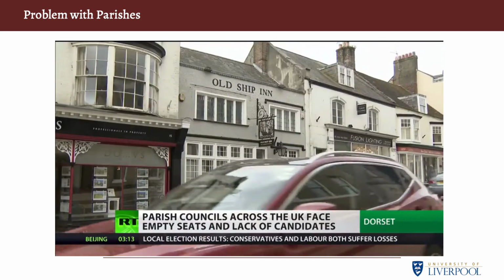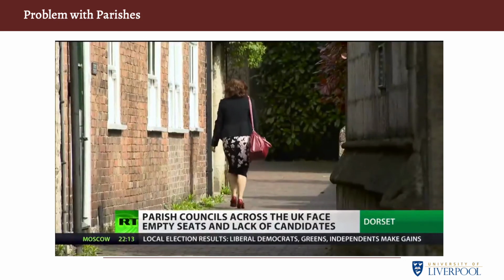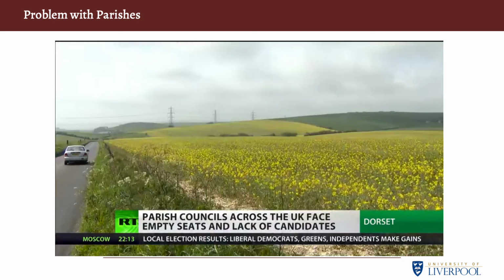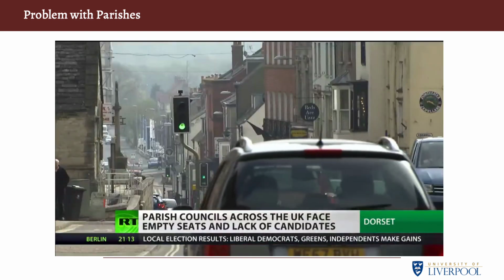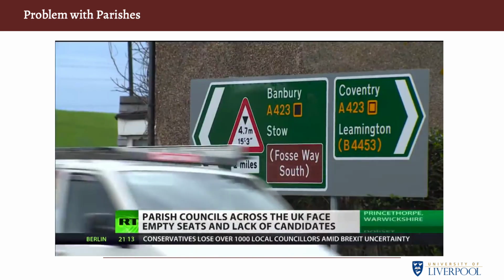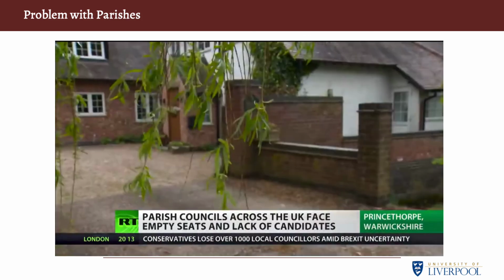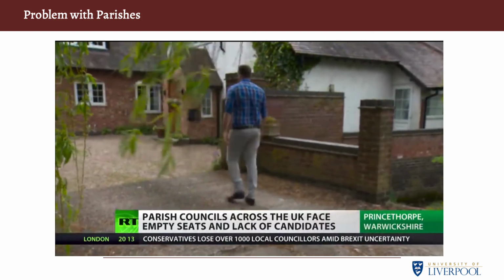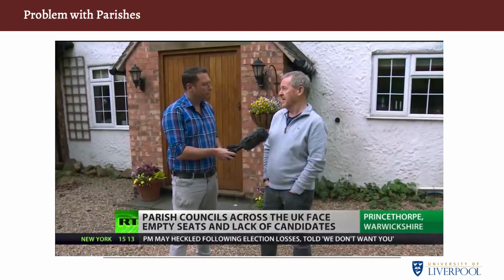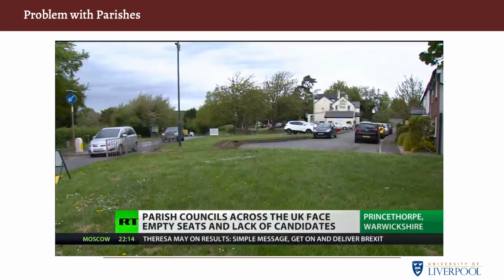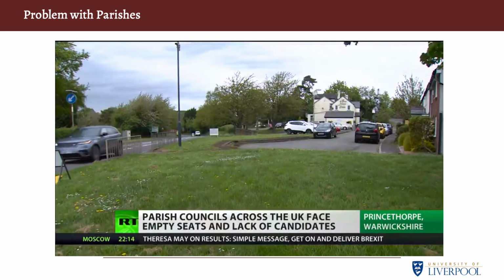With fewer people prepared to come forward and take responsibility, areas up and down the country have faced empty seats, driving them to appoint unelected volunteers. Princethorpe near Coventry is one parish council that didn't hold elections this week due to a shortage of candidates. It is a time commitment. Historically, I think they've been seen as talking shops and kind of ineffectual, and that might apply to some of them.